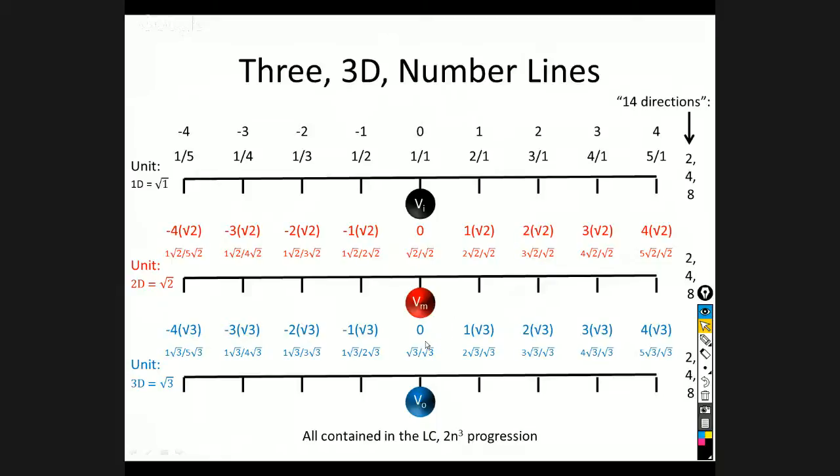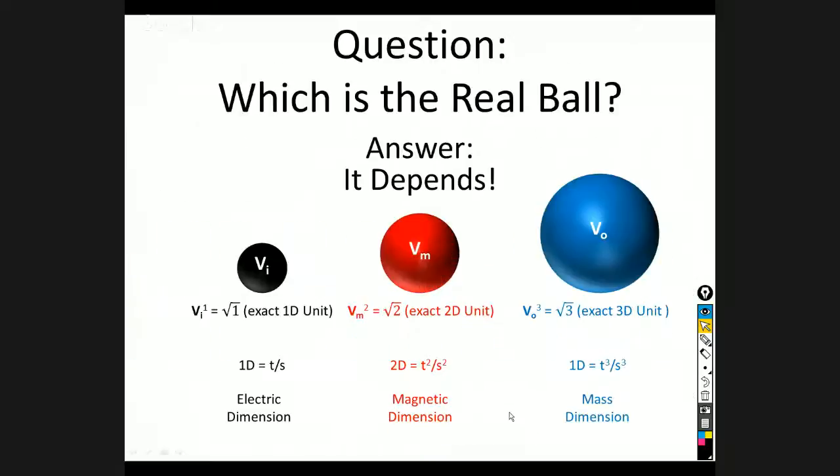Quite different from these numbers up here, and yet we see that they are part of our 2n cubed progression. And then, of course, we come down here where our unit now is a 3D unit, which is the square root of 3, and of course the same thing. And so we have these numbers. Now, this might seem bizarre, but it comes right out of the mathematics of the 2n cubed progression.